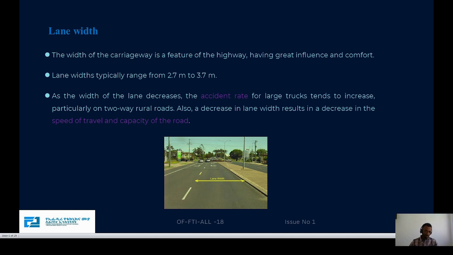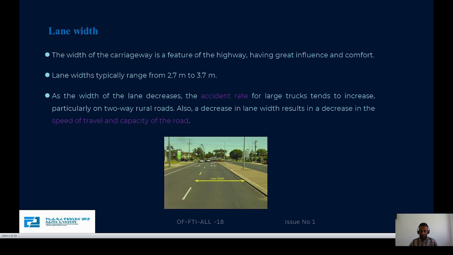And the first parameter for the cross section is lane width. So the width of the carriageway is a feature of the highway. It greatly influences comfort. As you see in the figures, the lane width mostly ranges from 2.7 up to 3.7 meters. It depends upon the traffic volume, the functional classification, the speeds, etc., which will be influenced by the lane width.